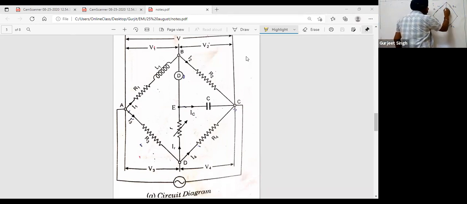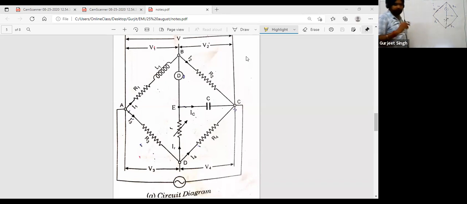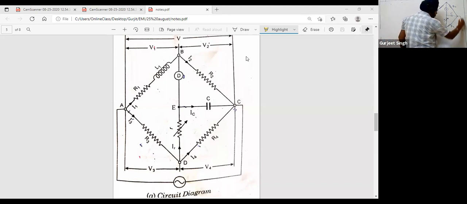So this is the detector we are connecting, and this is the capacitor we have connected. One more resistance between this point is the small r resistance, that is the variable resistance. This is the capacitor C. The supply here I am giving is the AC supply.